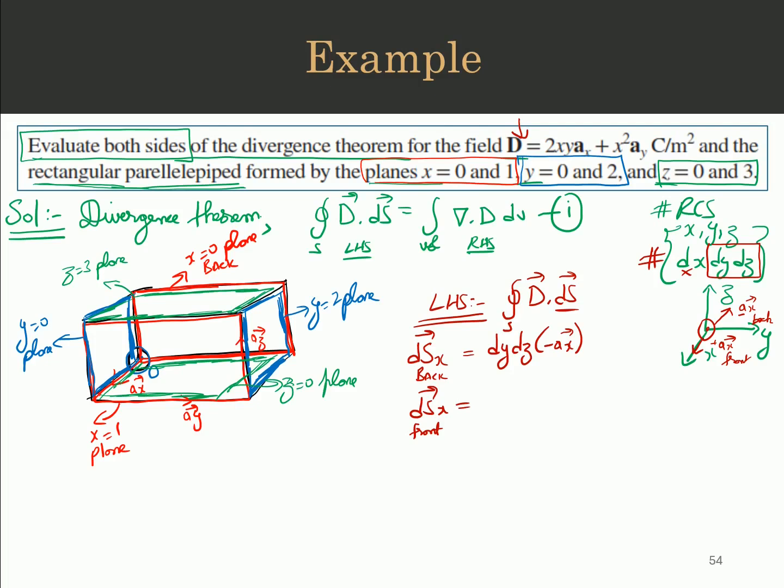Similarly, for the front side, the faces will be along dy dz, but the unit vector will be plus a of x, as we have seen over here. So this is the value of this.